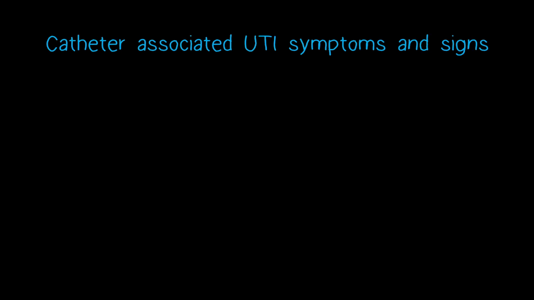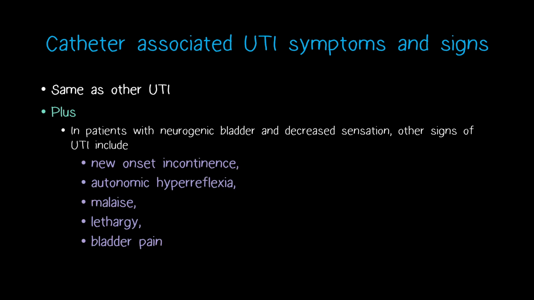The symptoms are the same as other UTIs. In addition, patients with neurologic bladder and decreased sensation or some neurologic problems, they may have new onset incontinence, autonomic hyperreflexia, malaise, lethargy, and bladder pain.